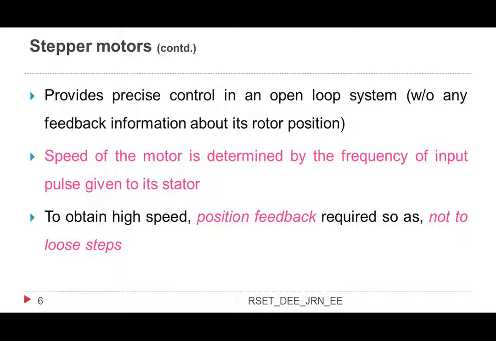Now, it provides precise control in an open loop system. What do you mean by an open loop system? Without any feedback information about its rotor position. The speed of the rotor is determined by the frequency of the input pulses given to the stator. We'll see the expressions later on. To obtain high speed, feedback is generally employed. Position feedback is generally employed, so as not to lose steps. So this is the introduction about stepper motors.